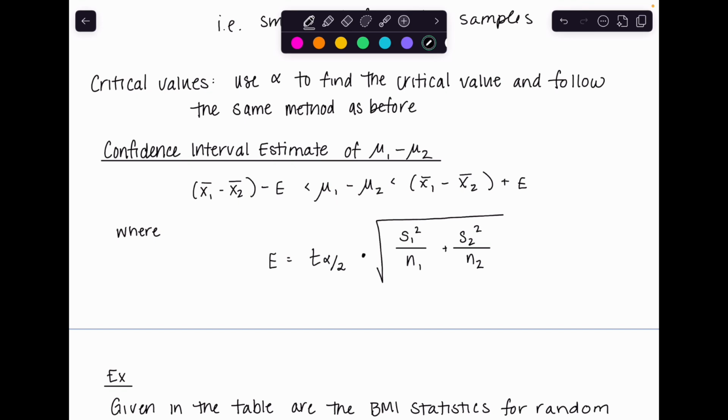So we're going to do two different examples. For this one, we're going to start by working with a claim, and we're going to test that claim using a hypothesis test, and then do the same thing by doing a confidence interval.